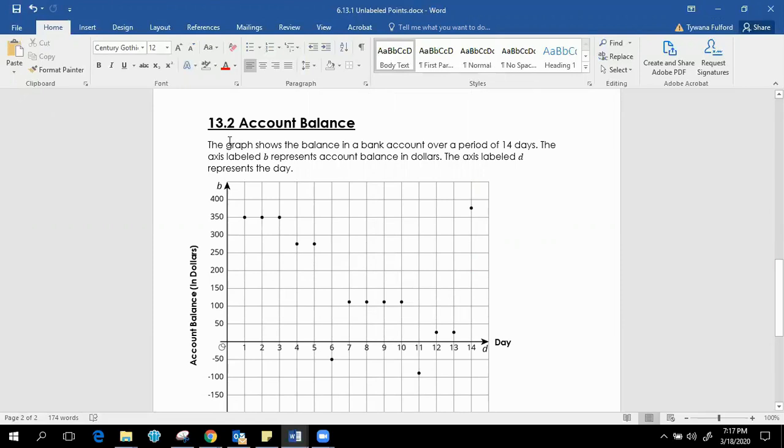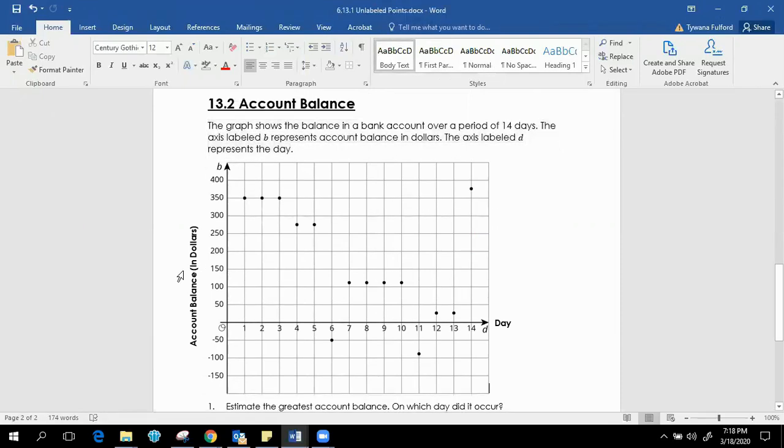So this one says the graph shows the balance in a bank account over a period of 14 days. The axis labeled B represents account balance in dollars. The axis labeled D represents the day. So these are my directions here.